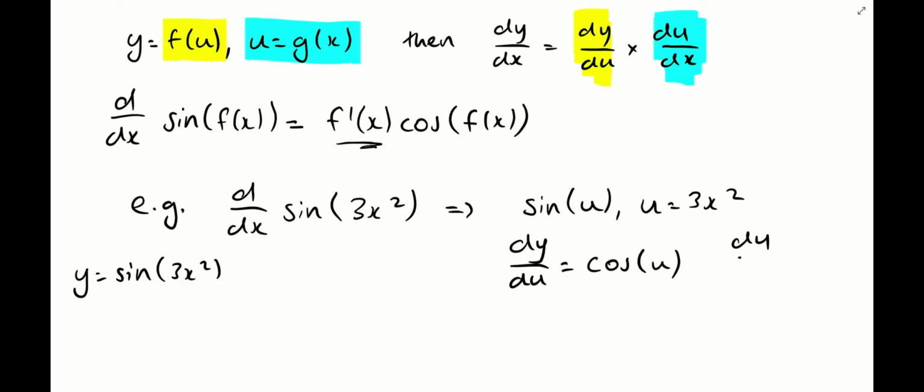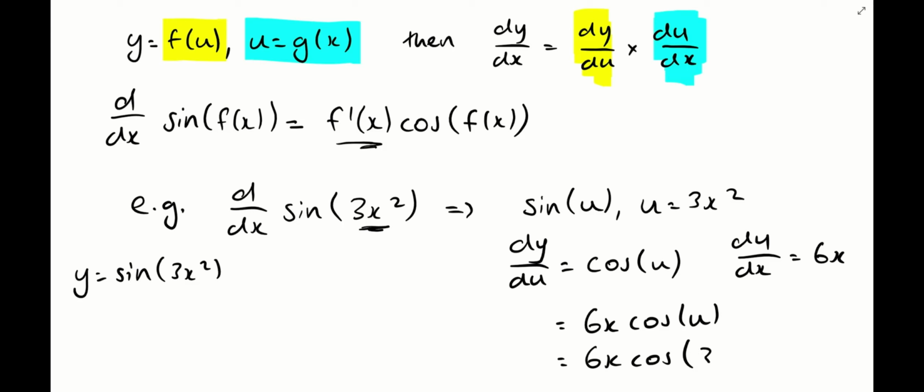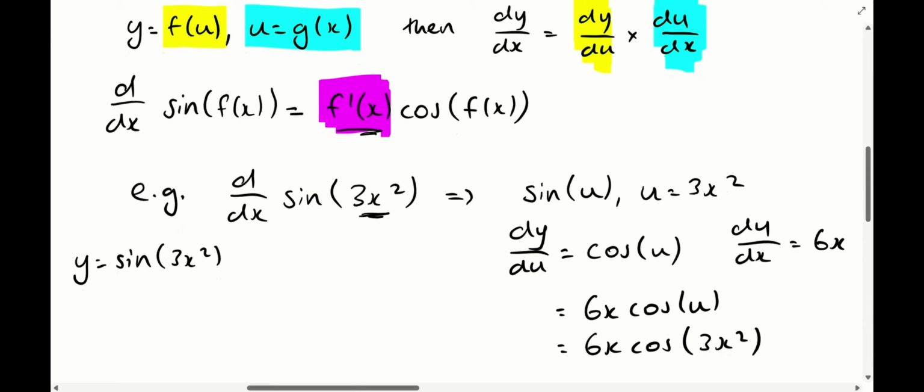But du dx is equal to the derivative of what's inside here. That's going to be 6x. So if we multiply these terms together, we get 6x times the cosine of u. And we know that u is equal to 3x squared, so we get 6x times the cosine of 3x squared. So that's where this part comes into play in our formula for the derivatives of sine and cosine, having to take that derivative and multiply it by just the cosine or the sine of the original function. That comes down to the chain rule.